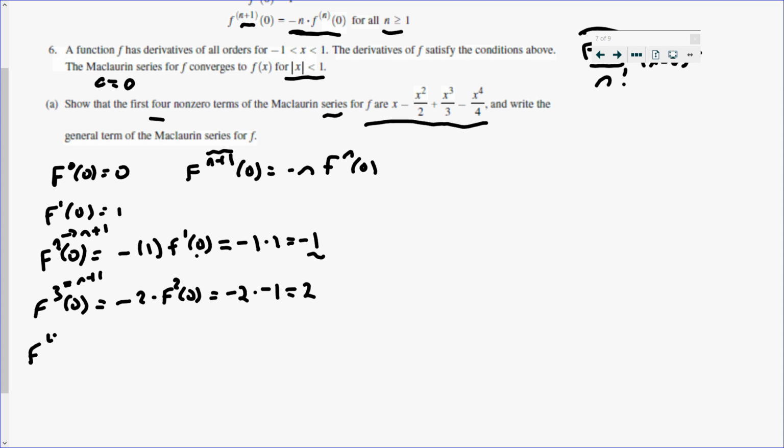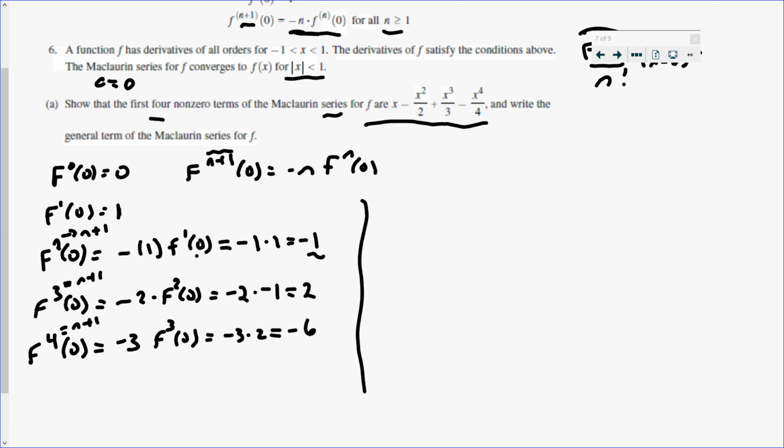And if I want to find the value of the fourth derivative, same pattern. Remember, this is n plus 1. So if n plus 1 is 4, that's going to give me negative 3 times the value of the nth derivative, which is the third derivative, which becomes negative 3 times 2, which gives us negative 6 right there. And these are all non-zero terms, 1, 2, 3, 4. So now we're ready to generate our Taylor series.